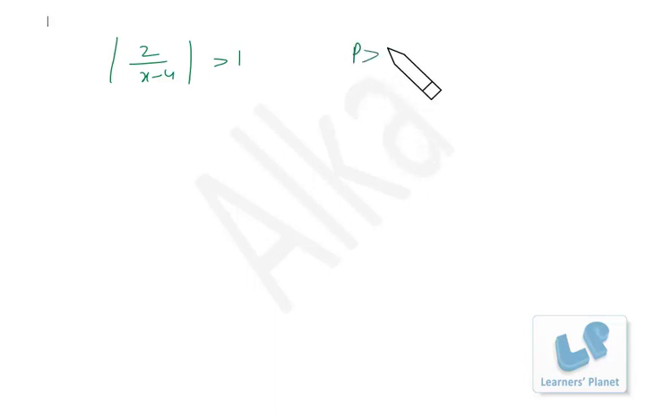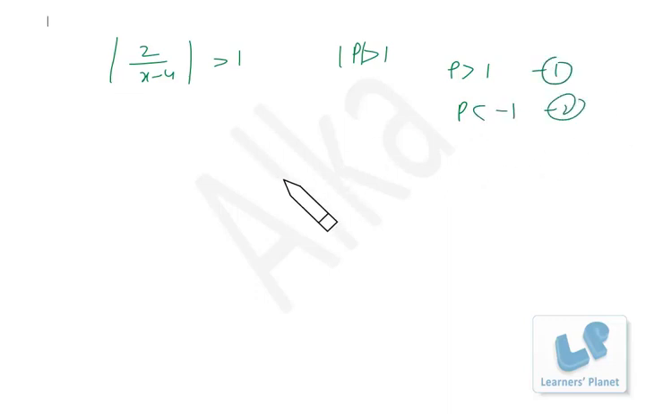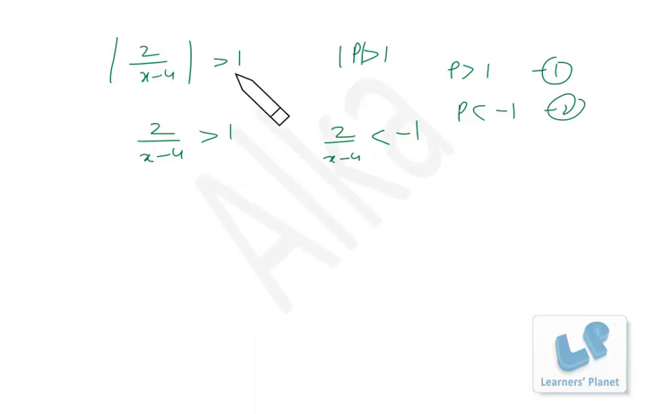So if modulus of p is greater than 1, that means p has to be greater than 1, and p has to be less than minus 1. So these two inequalities we have to solve, right? So 2 upon x minus 4 should be greater than 1, that is the first thing, and 2 upon x minus 4 should be less than minus 1. So in both these conditions, modulus of 2 upon x minus 4 will be greater than 1, right? Now we have to solve these two inequalities.